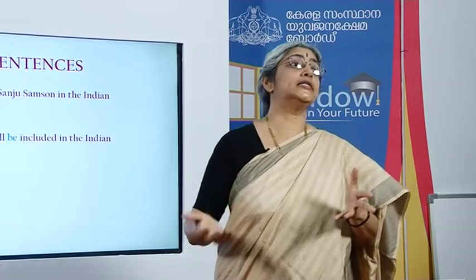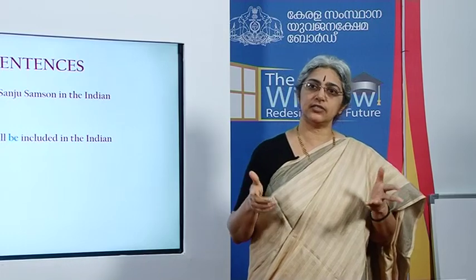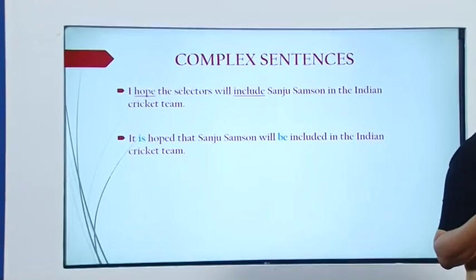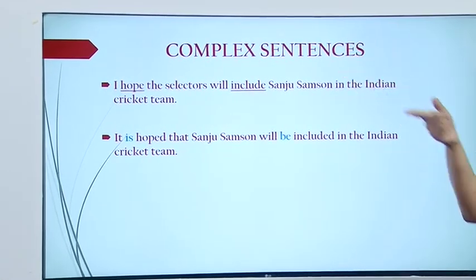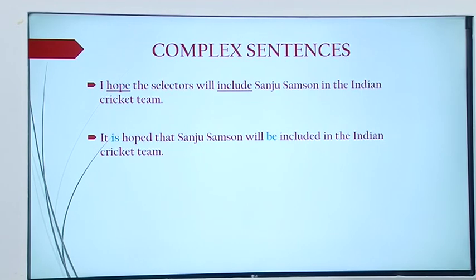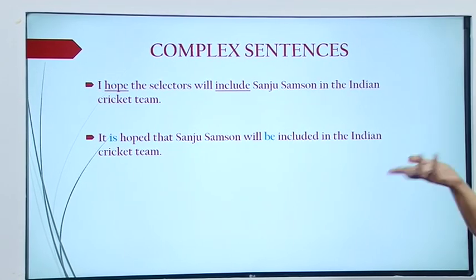So, it is hoped. Look at that is. What is this? Present tense form of be. So, we hope is the present tense. So, it becomes it is hoped. It is hoped that Sanju Samson will be included.